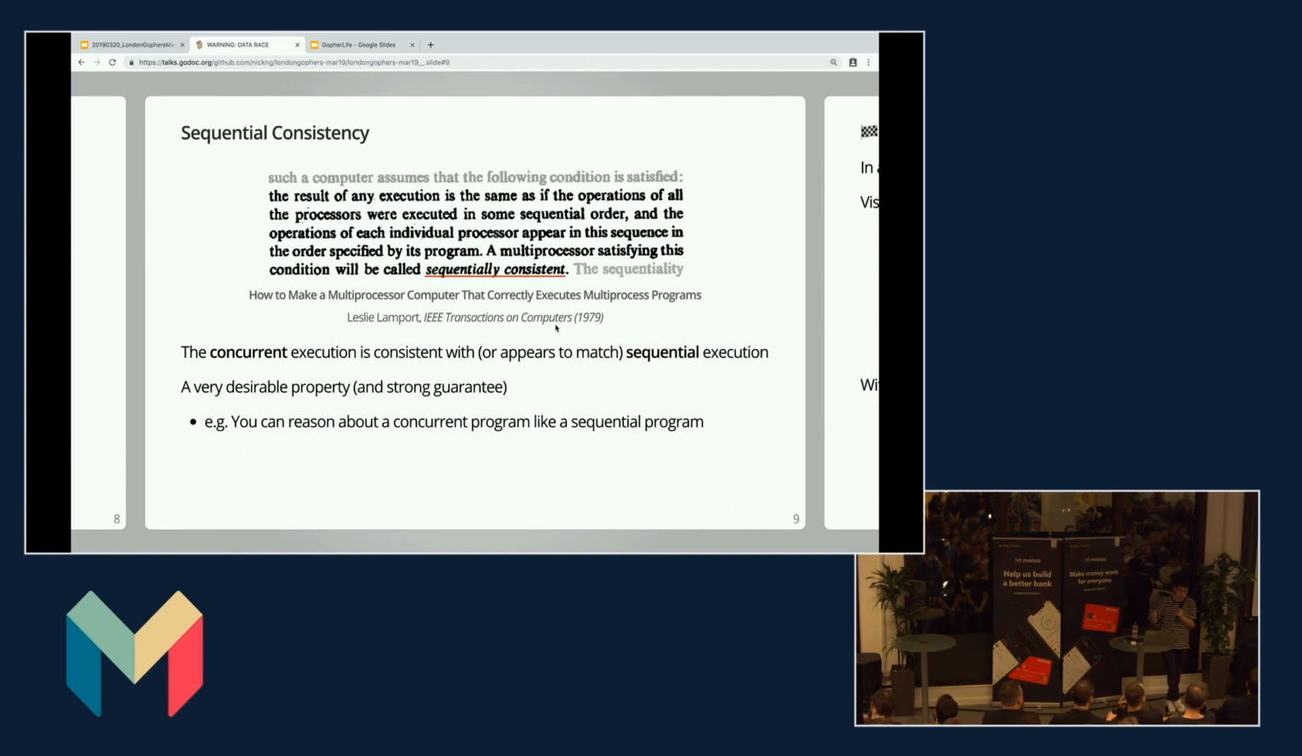This is, of course, in the context of multi-core programming, but it applies the same to concurrent programs as well. In layman's terms, this just means that the concurrent execution is consistent, or it appears to match some sequential execution. It is a very desirable property, and a very strong guarantee that you can give for a distributed or concurrent system. It helps you reason about a concurrent program like a sequential program much more easily if you have this sequential consistency property in your systems.